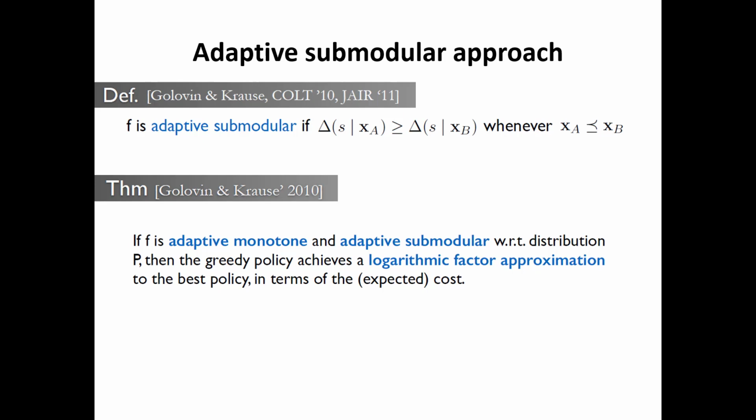Then Golovin and Krause have shown that if f is adaptive monotone and adaptive submodular with respect to some underlying distribution p, then the greedy policy algorithm achieves a logarithmic factor approximation with respect to the best policy in terms of the expected cost. This means that the expected or average cost of the greedy algorithm is upper bounded by a logarithmic factor times the cost of the best policy.